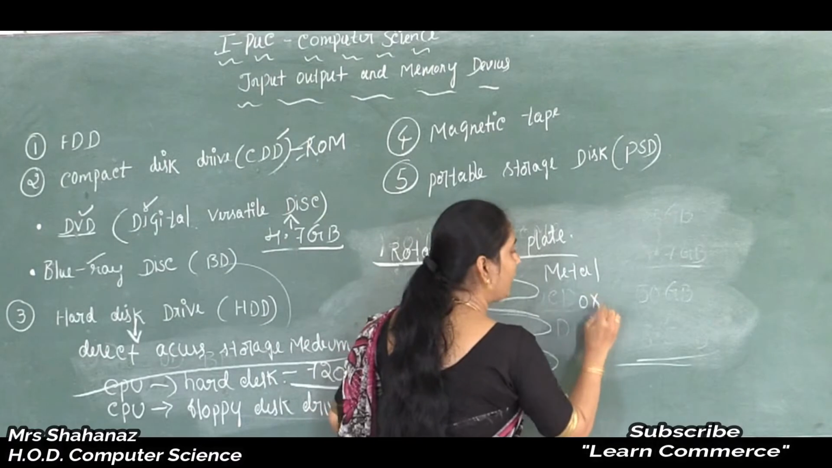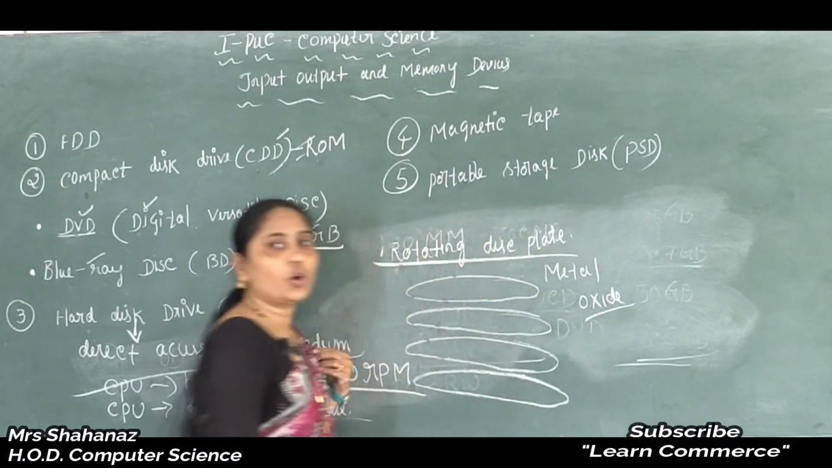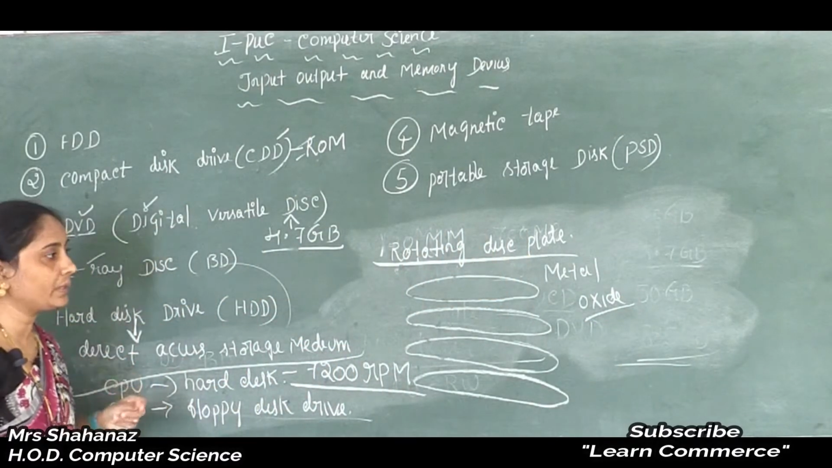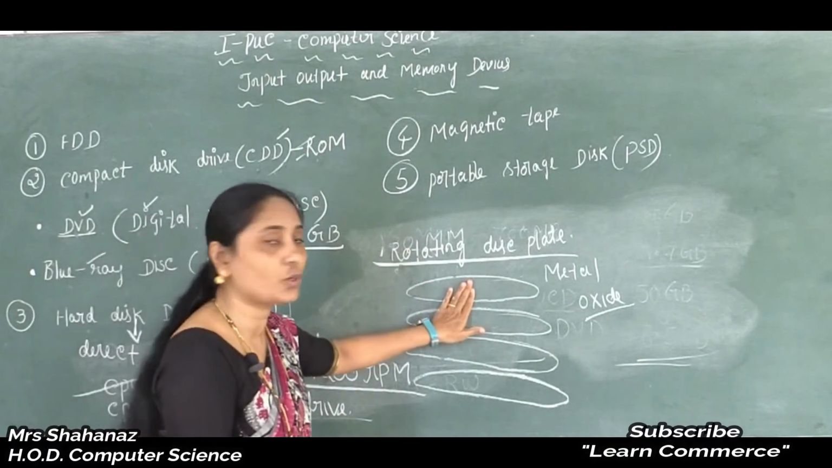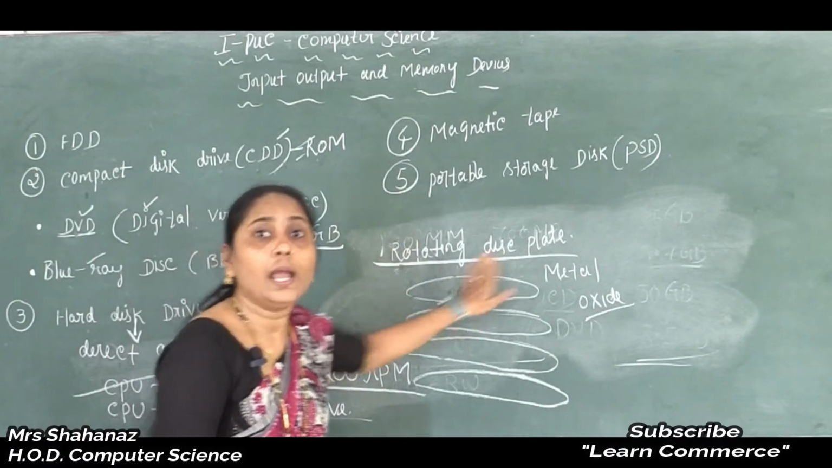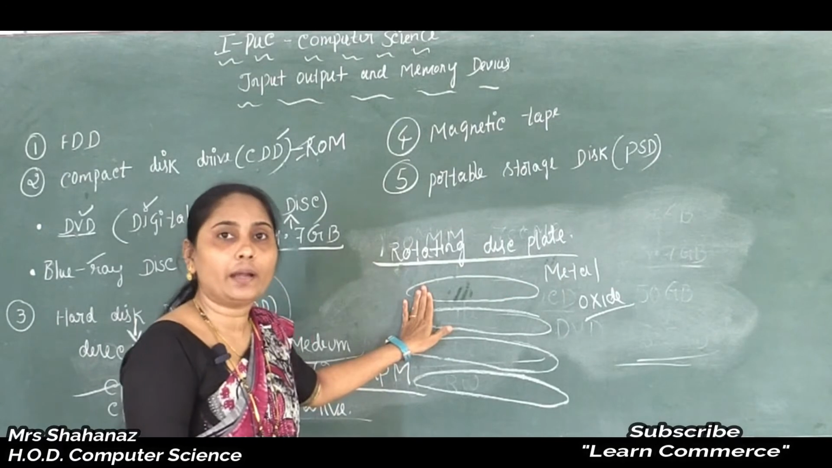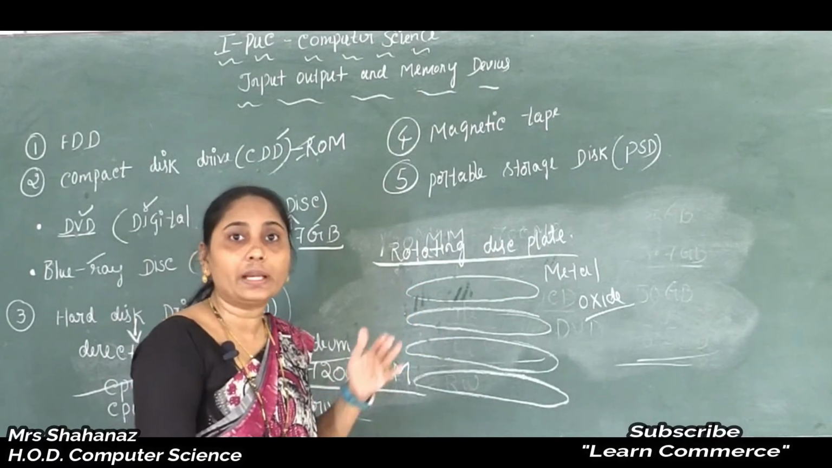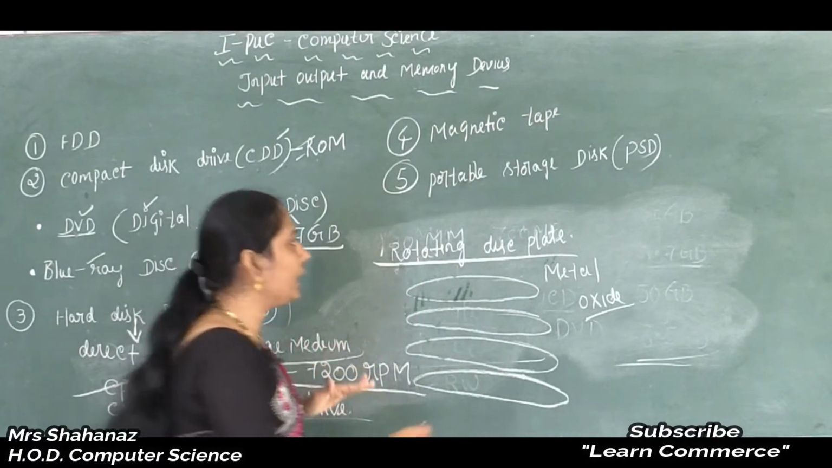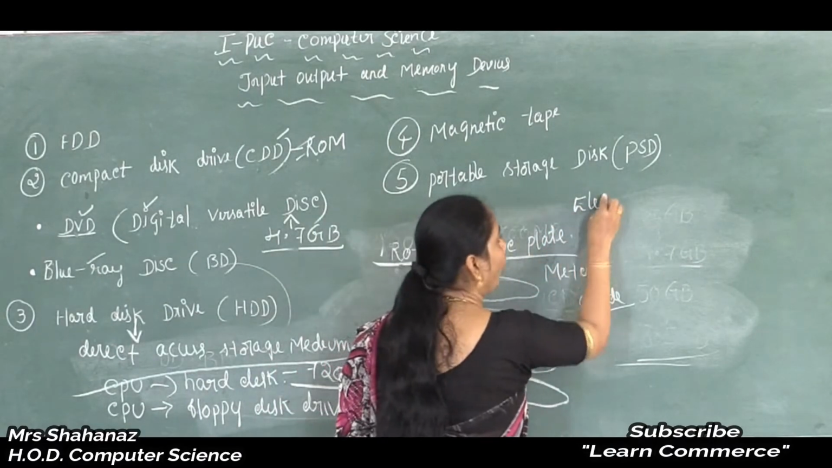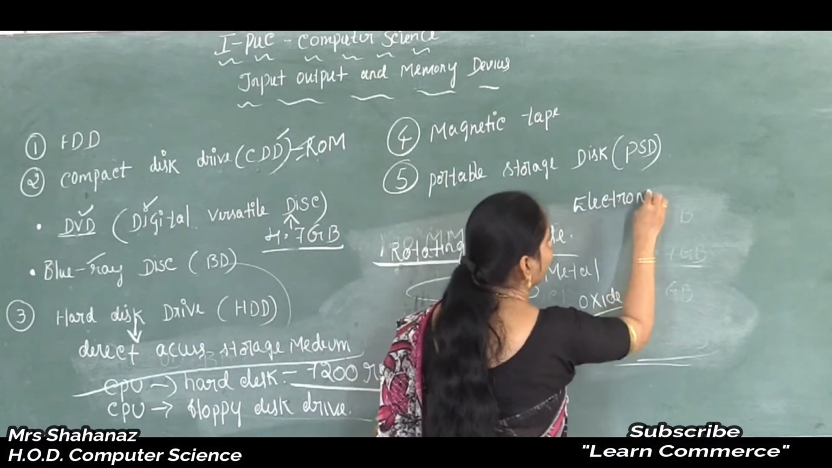Okay, so how the plate is covered, that means we can say that such a plate is covered with metal oxide here, and also to perform the read and write operations, the electromagnetic recording heads are used.